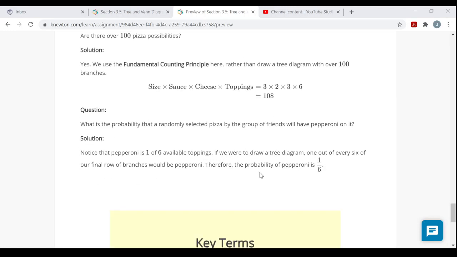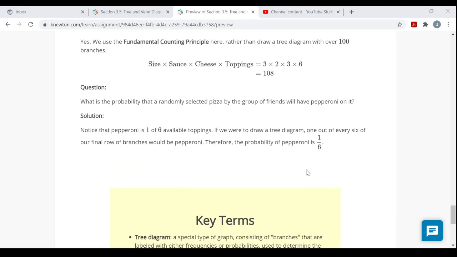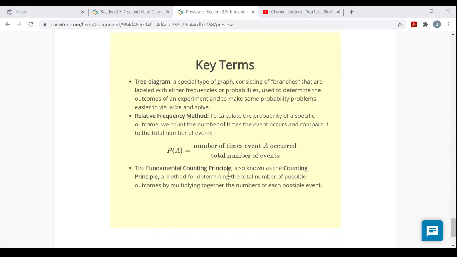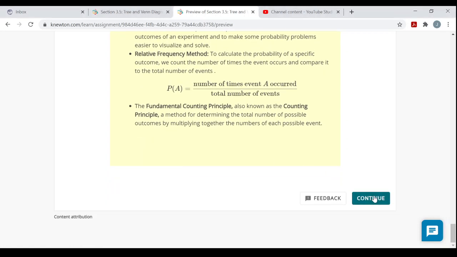which is 1/6. Right. And you could also have just said that, noticing that pepperoni is 1 out of the 6 available toppings, you have a 1 in 6 chance of getting a pizza with pepperoni. All right, so you've seen tree diagram and the fundamental counting principle, and again, how to calculate probability. All right, so let's get into a problem.